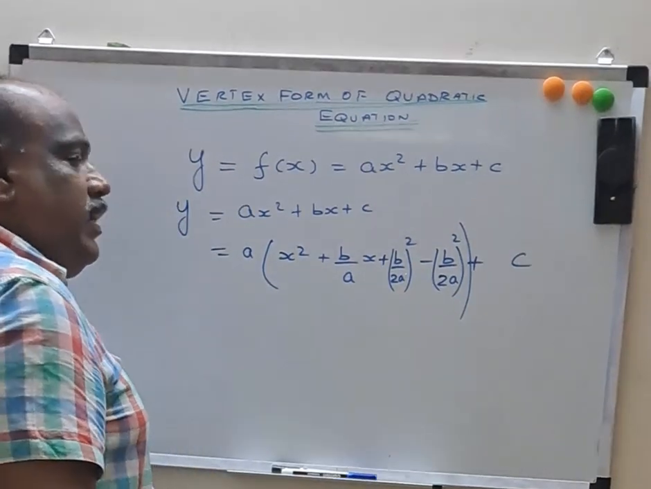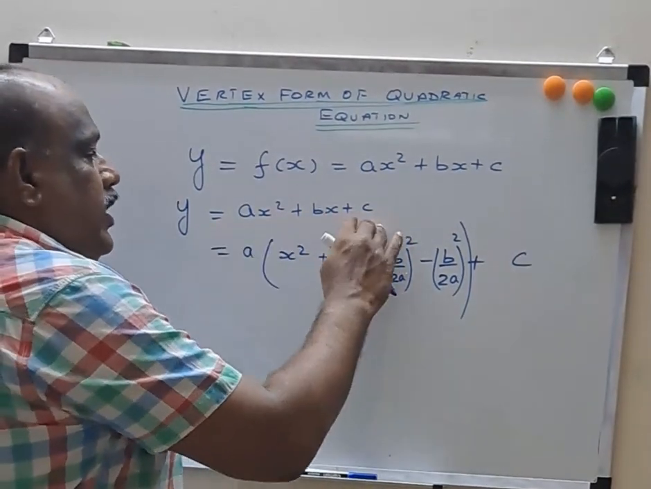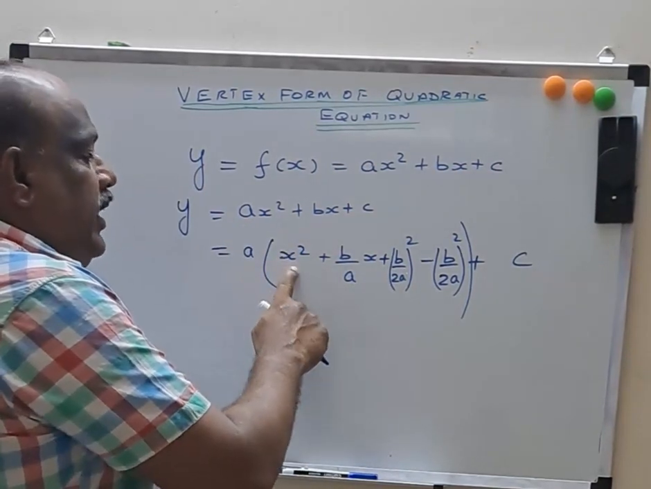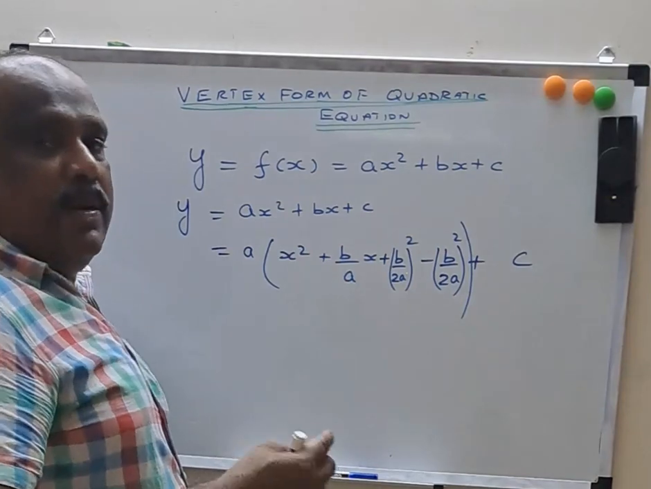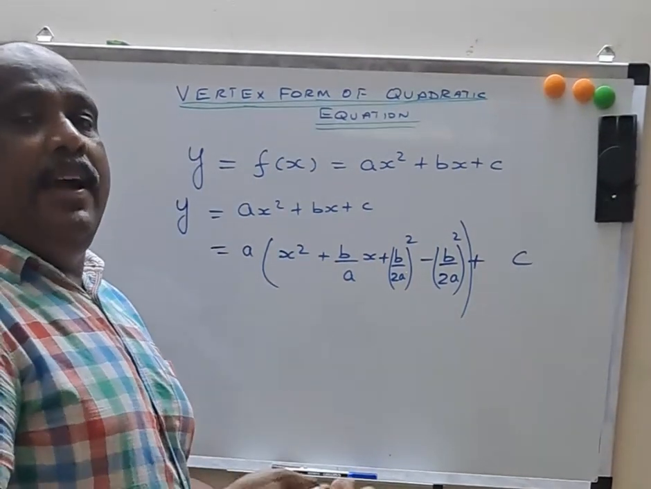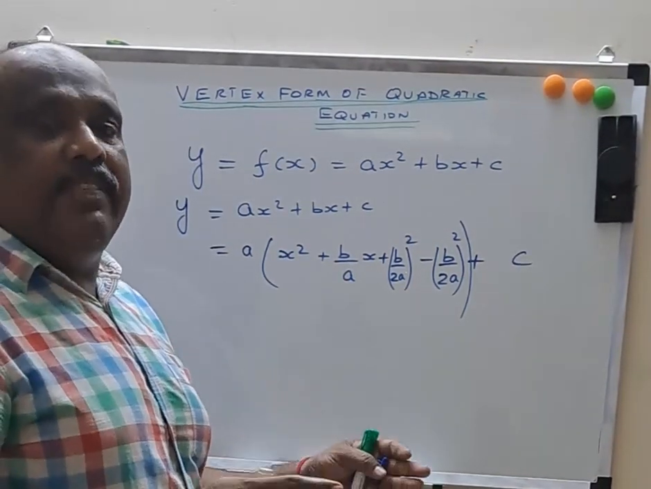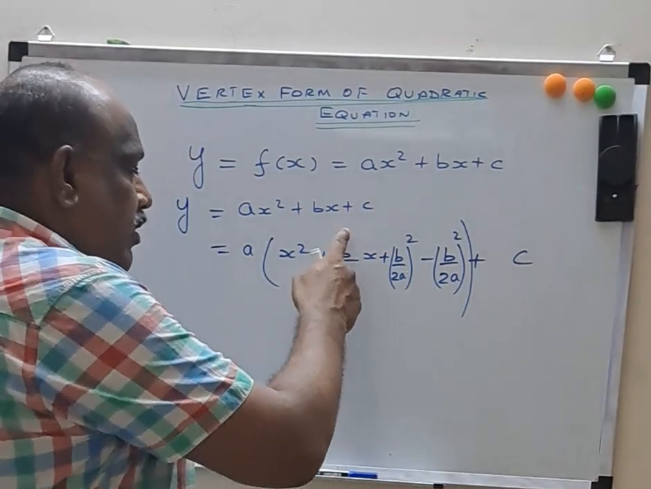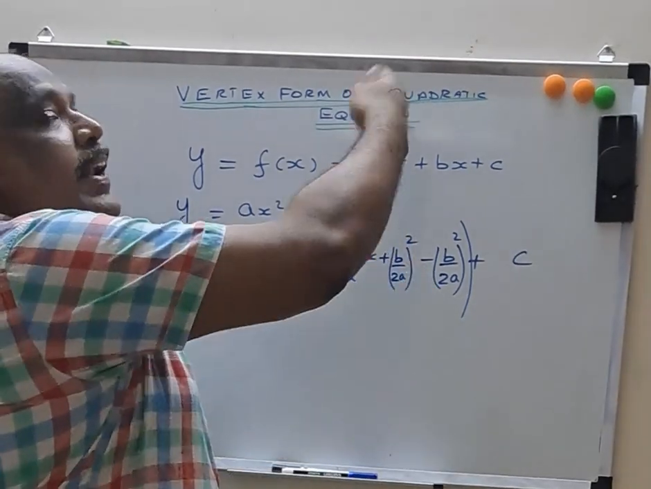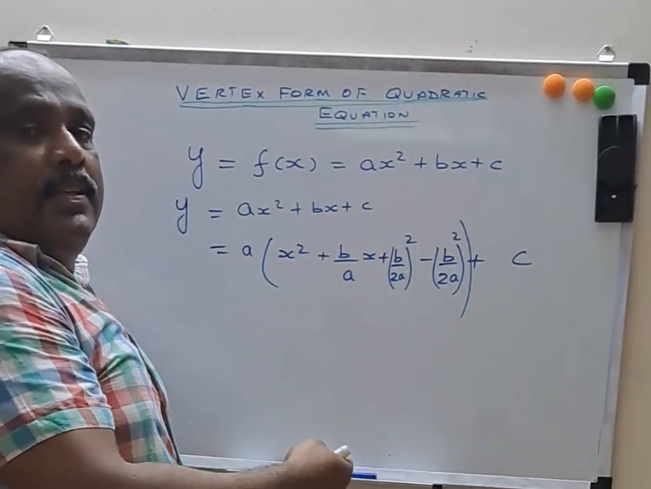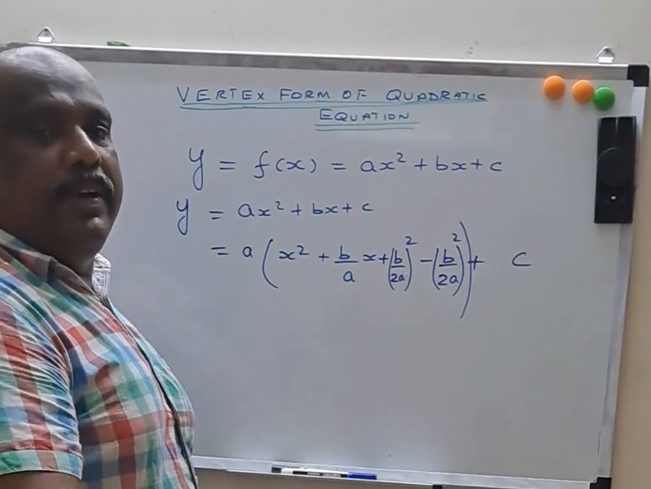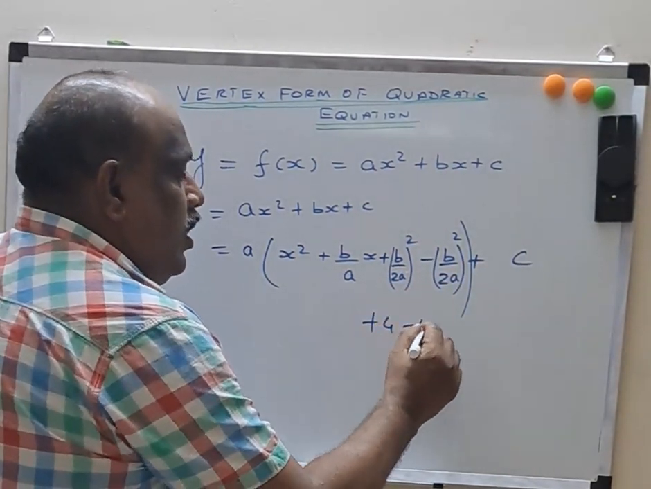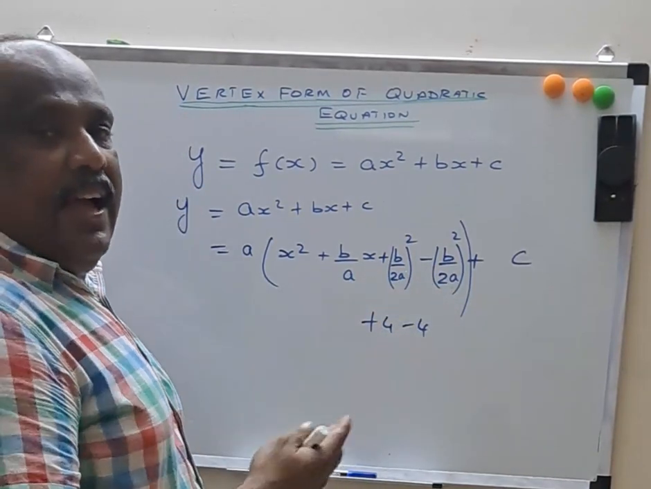So what is the next step? I will repeat once again. In this equation, you take a common between the first 2 terms, so it becomes a into x square plus b by a x. What is the next step? I am going to add and subtract a term so that my answer will not get disturbed. So what is the term I have to add? Just divide the coefficient of x by 2, square it, and add it. Since I am adding some value, definitely it will disturb my equation, so you subtract the same value. It's just like adding plus 4 and minus 4, so the equation doesn't get affected.